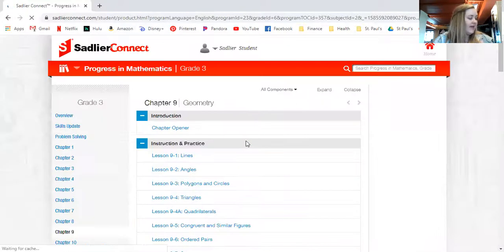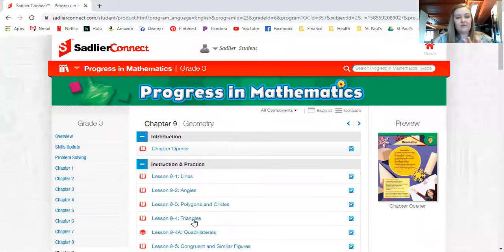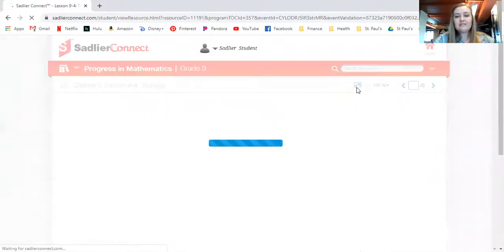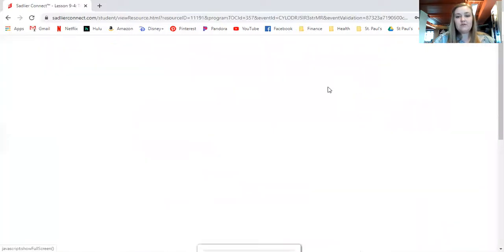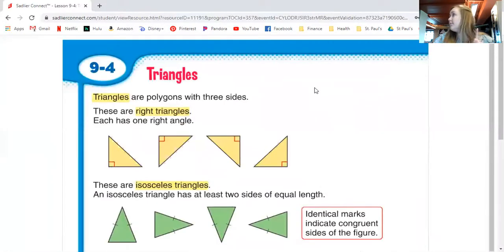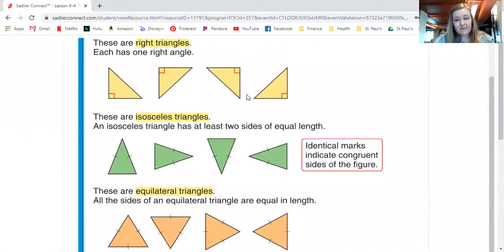Okay, so we had 4 types of triangles that we focused on. Let me pull this up. The 4 triangles that we focused on were right triangles, isosceles triangles, equilateral, and scalene. So let's review some of those things. Right triangles, first off, they give us that nice right angle, which gives you that square corner. So that's what you need to remember for that. Most of the time, you'll notice it has a square corner.